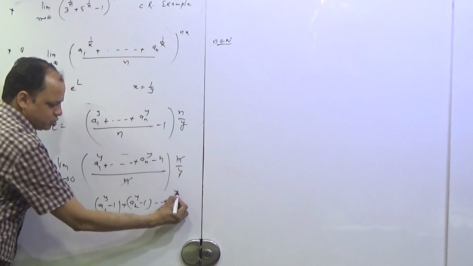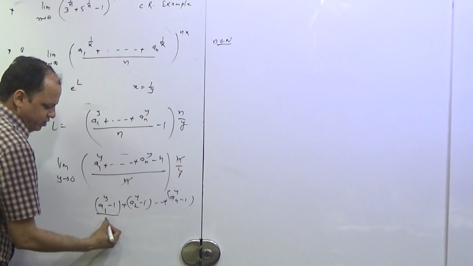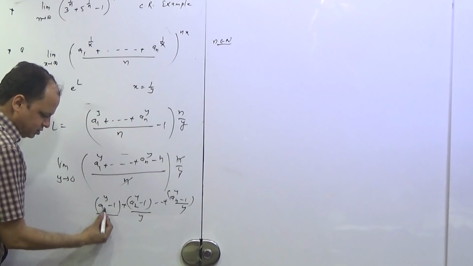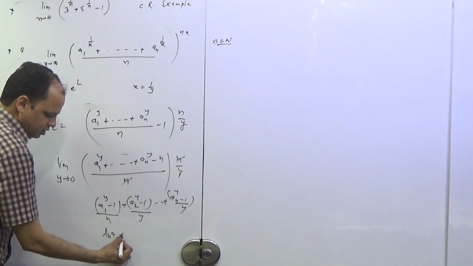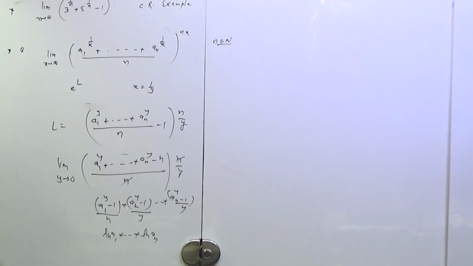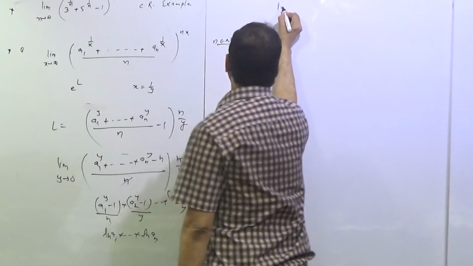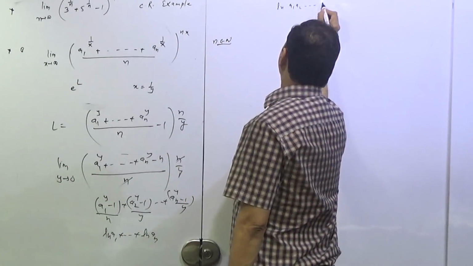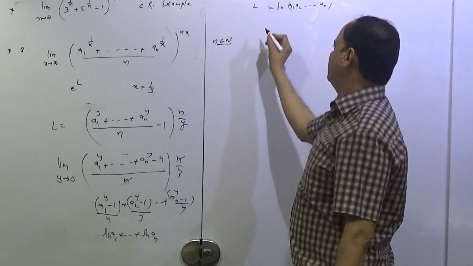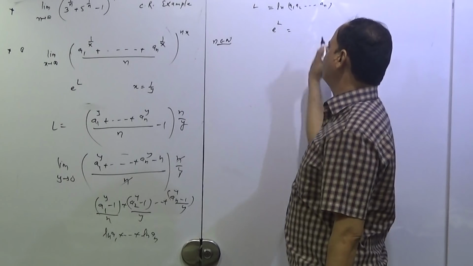Everyone is divided by y. So what is this? ln a1, ln a2, and the last one, ln an. Finally, what are you getting? I am writing here ln of a1, a2 up to an. But this is not the answer. This is the power of e. If I write the answer as e to the power l, then what do I get?